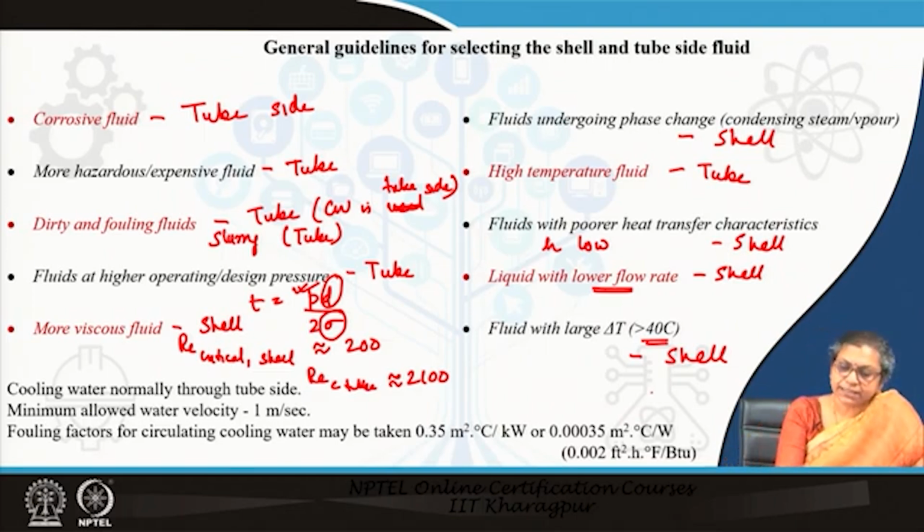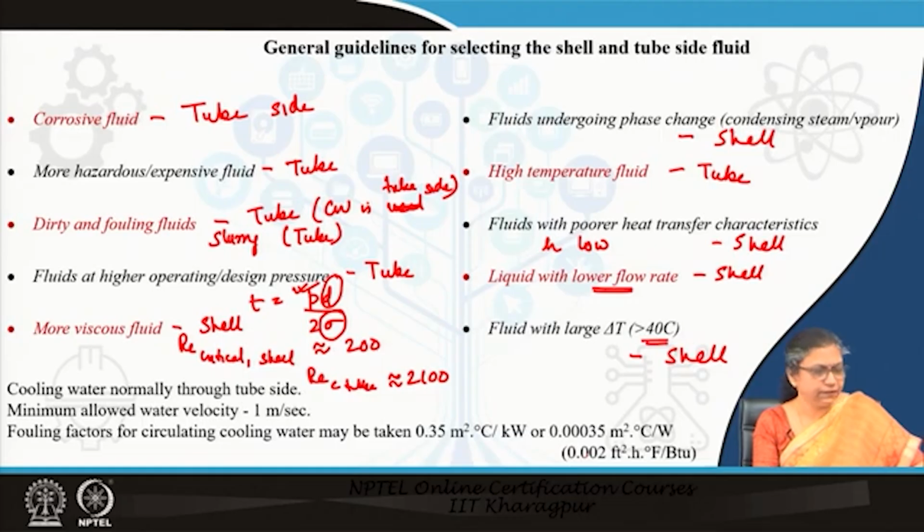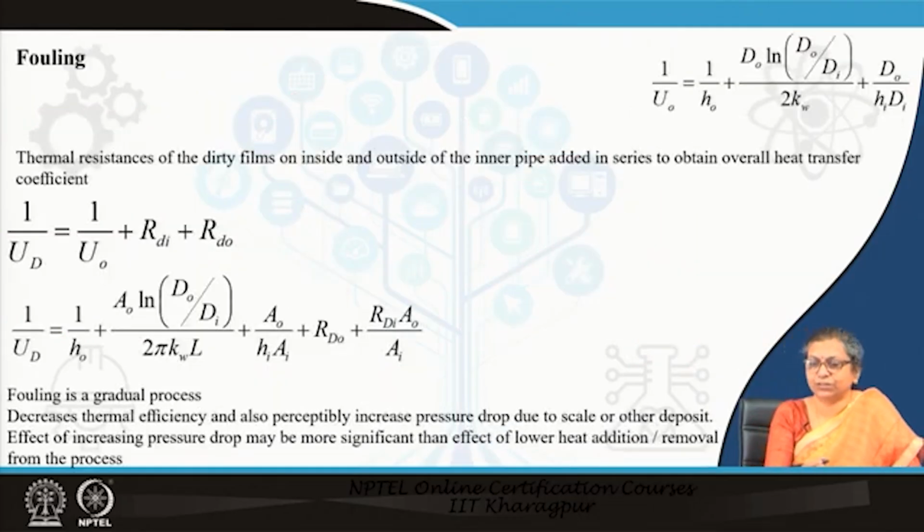Again I will repeat, these are the general guidelines. Based on this, since cooling water normally flows to the tube side, the minimum allowed water velocity is 1 meter per second. Generally, a higher velocity is always preferred to decrease its fouling tendency. Fouling factor is also given here. Well, this is something very important that I should have mentioned earlier.